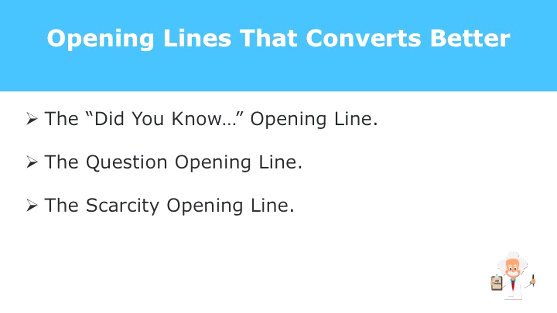Scarcity. A scarcity opening line usually follows a scarcity-angled subject line. The main function of this is to elaborate more on the limited availability of whatever you're promoting at the time, and details like only 3 seats left or limited time discount.